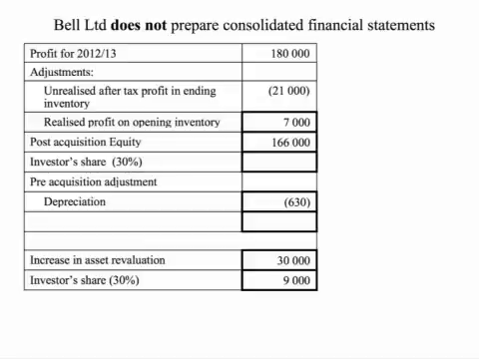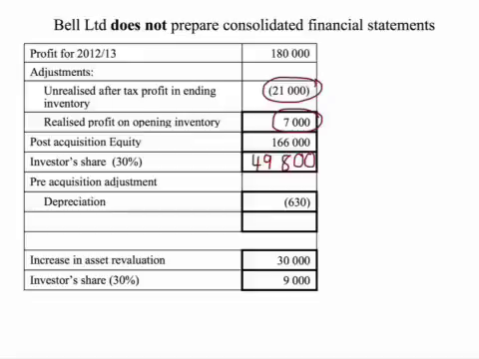The first adjustment relates to the profit that sat in the inventory on hand. So we deduct the unrealized after-tax profit that sits in the closing inventory. We include the profit that was sitting in the opening inventory, which is now realized for the year. That brings us to our post-acquisition equity figure for the current year. Because we've got a 30% share in that, our share is valued at $49,800.